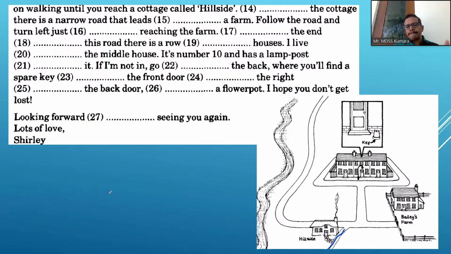Okay? Right. Now you can fill in the blanks from 14 to 27. Yes, native English.